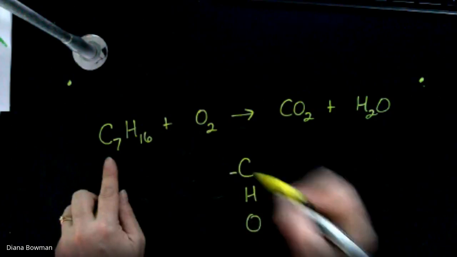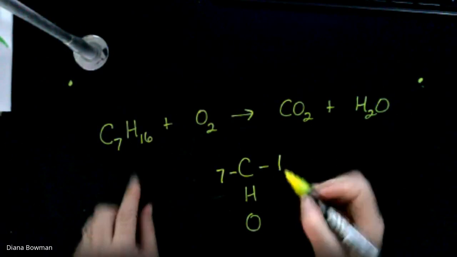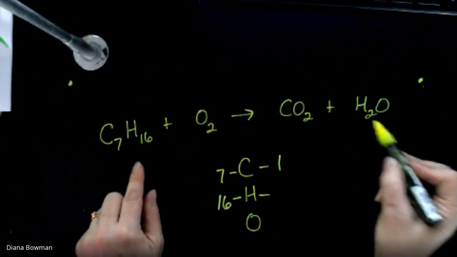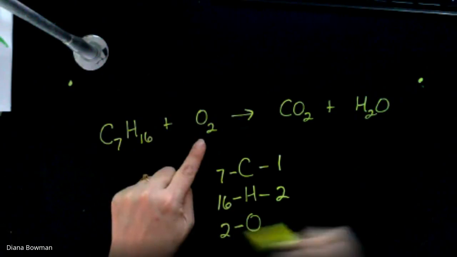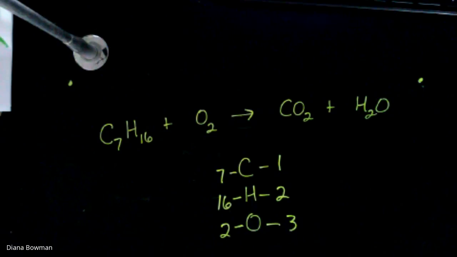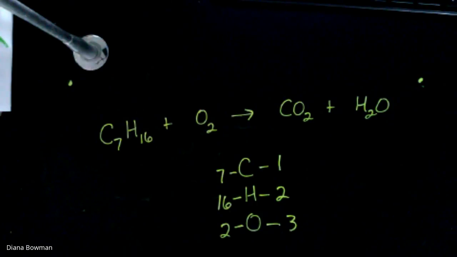How many carbons do we begin with? 7. How many do we end with? 1. Hydrogens, 16. Over here, how many hydrogens? 2. Oxygens, 2. Over here, 1, 2, 3. Okay. So now what we're going to have to do is try to figure out how to balance this one. Again, wait on your oxygens. Don't balance those until the very end. Start with the carbon first, probably.